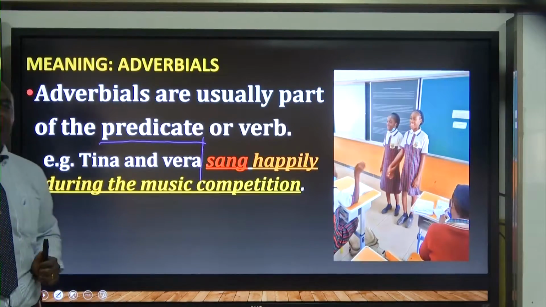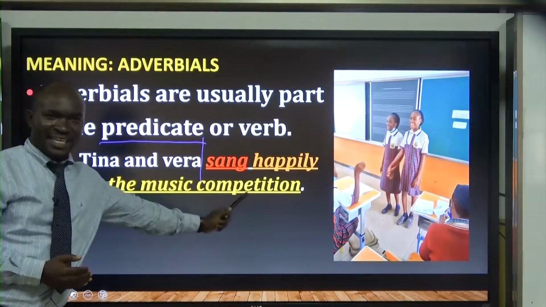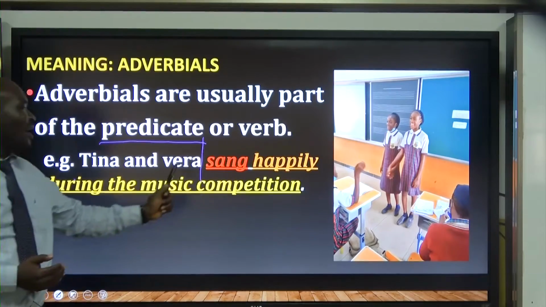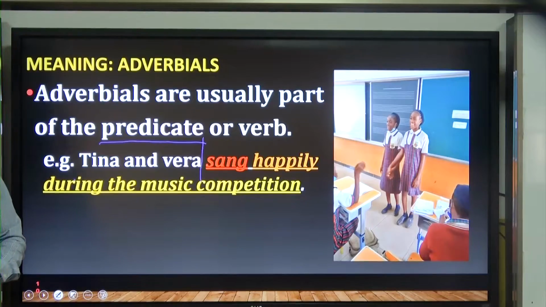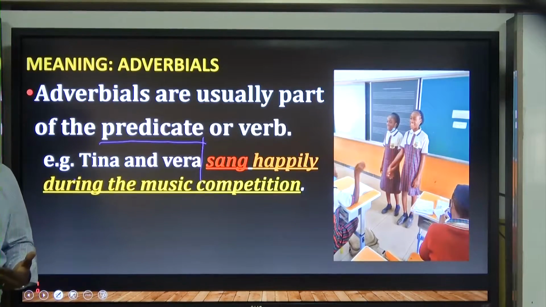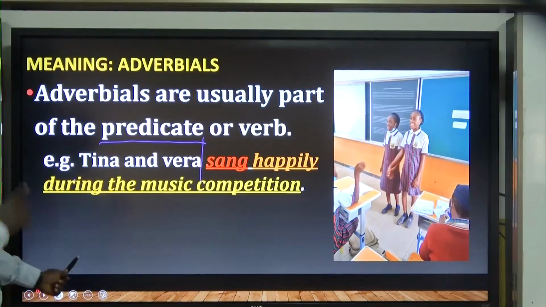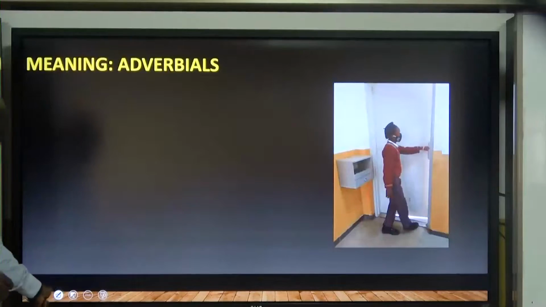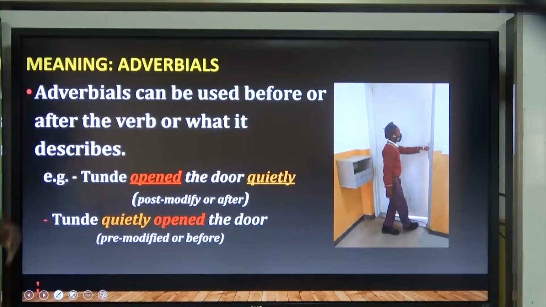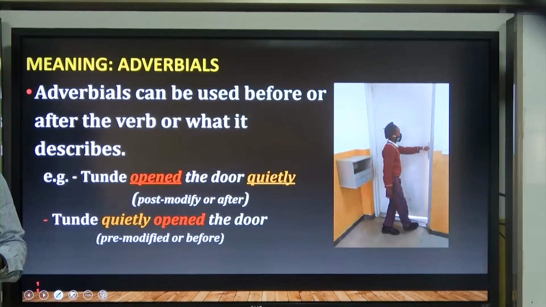Now, where can we find our adverbials? Which part? Is it the subject part or the predicate part? So you will find the adverbials happily during the music competition in the predicate part, which is why we say adverbials are part of the predicate part in a sentence. Do you get that? Okay. One more fact I want you to know. Let's look at this other sentence. Adverbials can be used before or after what it describes.